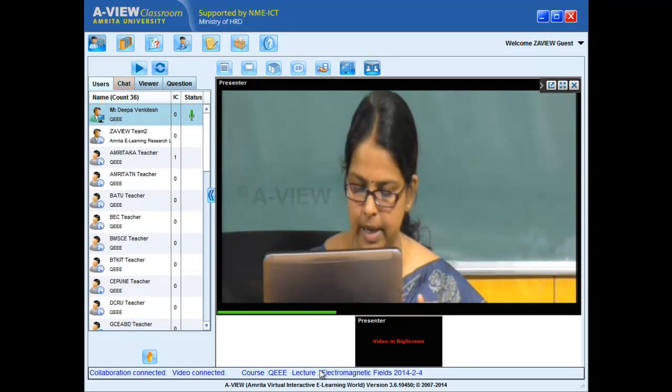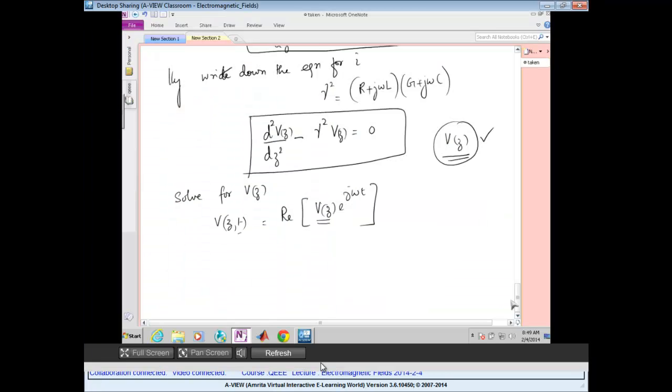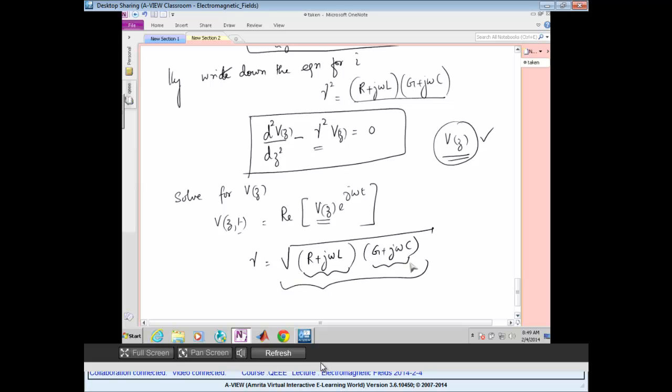So I go back to my whiteboard and talk about this gamma square a bit before we solve. So your gamma square is this. Gamma is the square root of (R plus j omega L) times (G plus j omega C). This is a complex number, and this is a complex number, so the product is a complex number. The square root of a complex number is a complex number, which means gamma is complex in general.